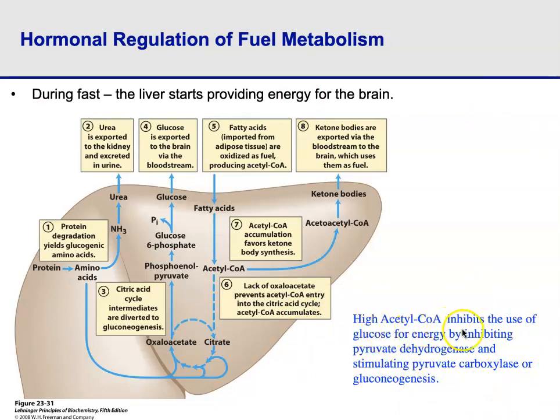An interesting part that I would like to point your attention to is that when we have high acetyl-CoA from beta oxidation, that inhibits the use of glucose for energy by inhibiting pyruvate dehydrogenase and stimulating pyruvate carboxylase. And you remember, we've actually talked about that when we talked about glycolysis regulation and how a higher concentration of acetyl-CoA stimulates gluconeogenesis and inhibits glycolysis so that it will preserve glucose and stimulate glucose production.